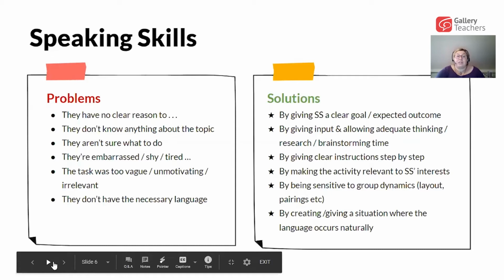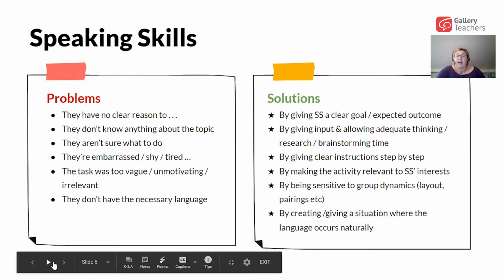And of course, students might not speak because they don't have the words, they don't have the language. So we want to try as teachers to provide them with situations or with pictures where that language just naturally appears, giving them a little bit of confidence to work on their speaking skills. So these are all some examples of the solutions to the problems that students experience with speaking skills.